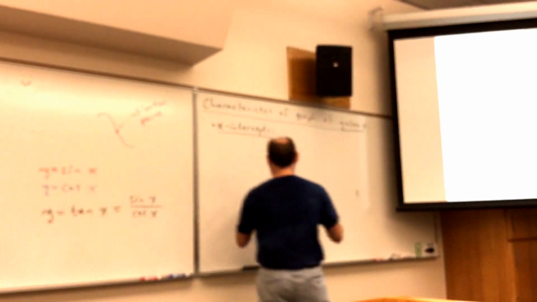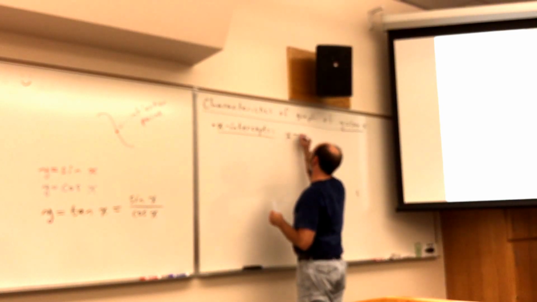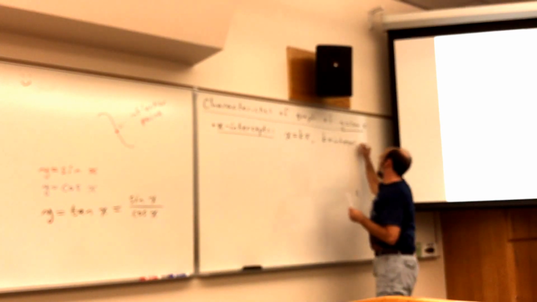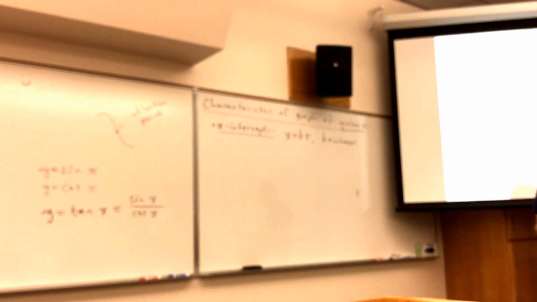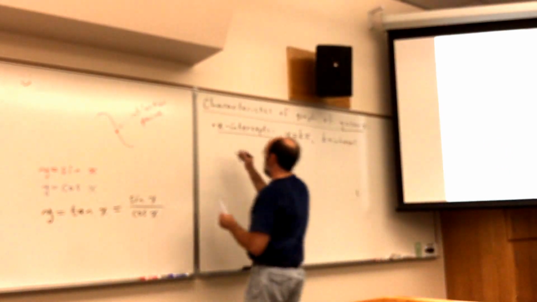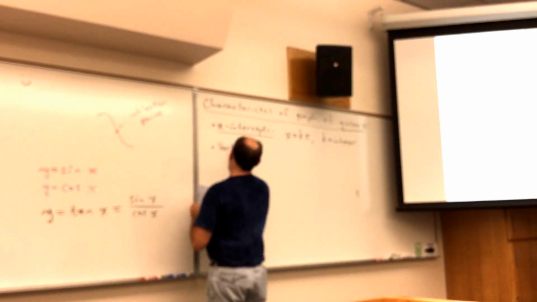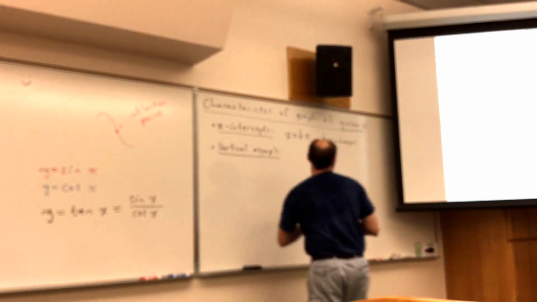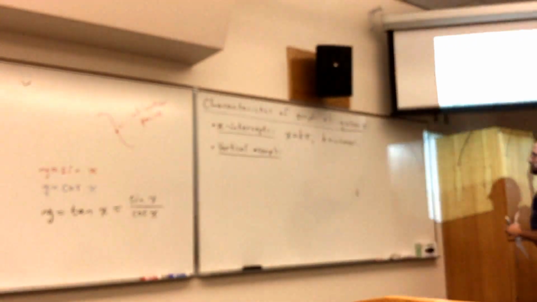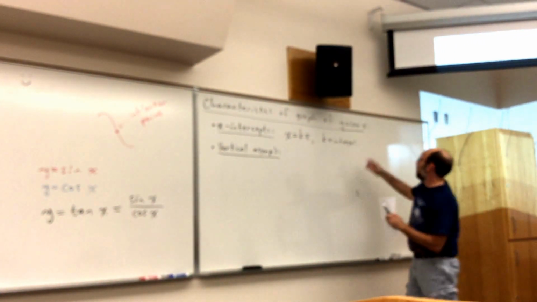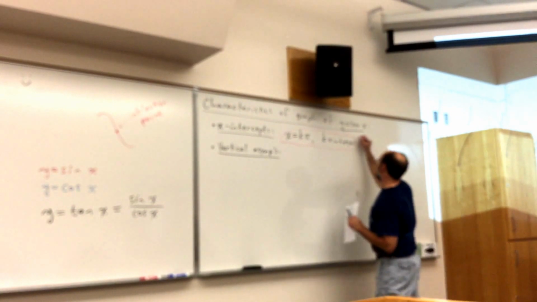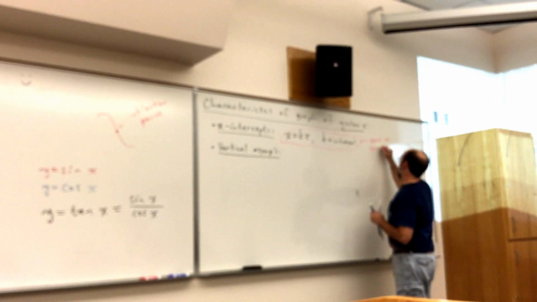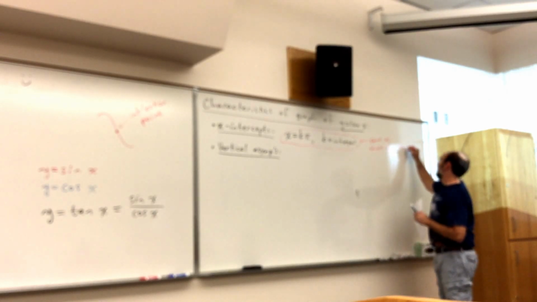So I'm going to say x equals k pi, where k is an integer. Okay? So the vertical asymptotes. So by the way, I'll point out that the x-intercepts correspond with those of the sine function, same as those of y equals sine x.